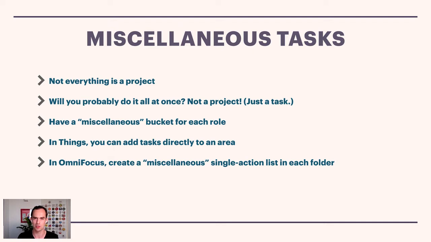And by the way, I'm going to demonstrate this in a little bit. So if you're following along and you're not sure exactly what I mean by how to organize this in a specific task manager, I'll share my screen and show you the different things later. If you use OmniFocus, what I suggest you do is create a single action list and call it miscellaneous, and just put that as the first project or list underneath each folder that represents one of your roles.